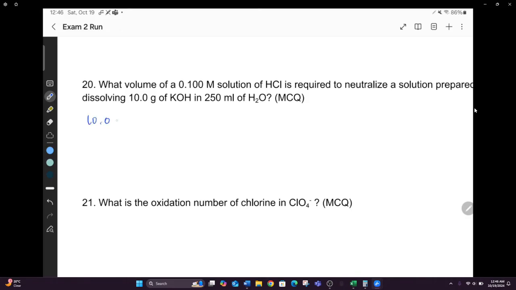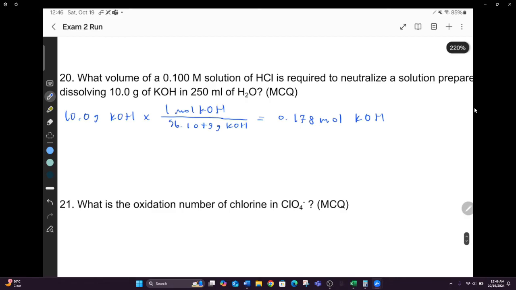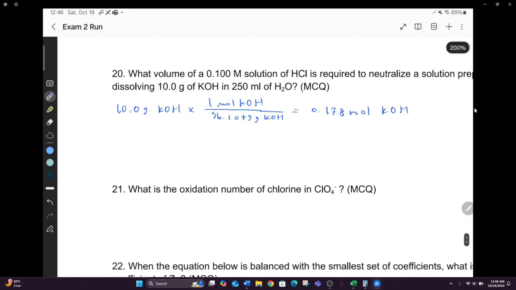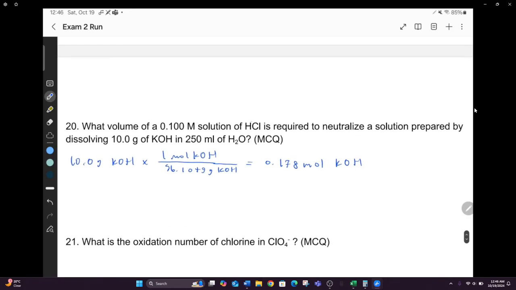So 10 grams of KOH times 1 mole of KOH over the molar mass, 56.1049 grams of KOH. You do that math, you get 0.178 moles of KOH. And again, we're trying to find the volume, basically.